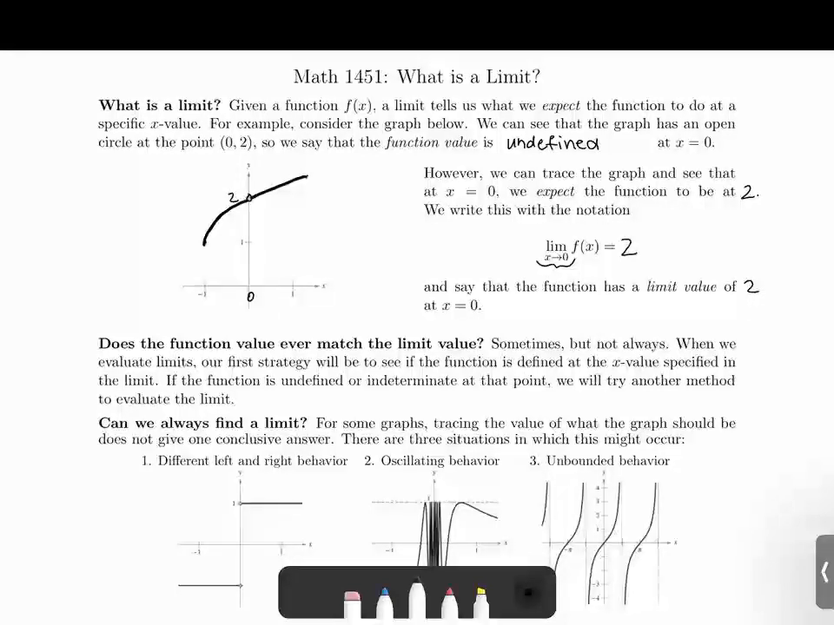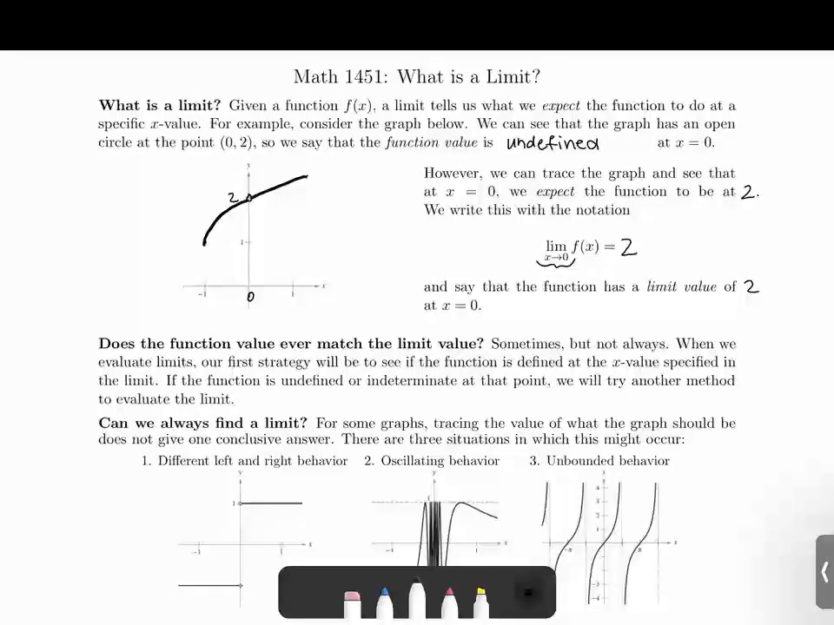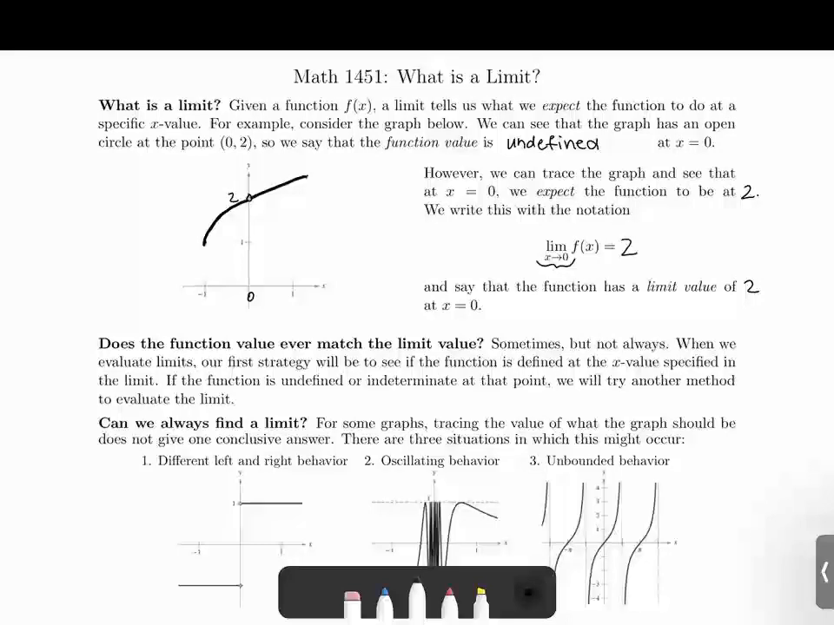The function is undefined at this point because we have that open circle. But if we look at the larger picture of the graph and look at what is happening around that point, we just have an open circle at (0, 2). The graph would be at 2 if everything went according to plan and we didn't have this open circle. So in this case, our function value is undefined and our limit value was 2.